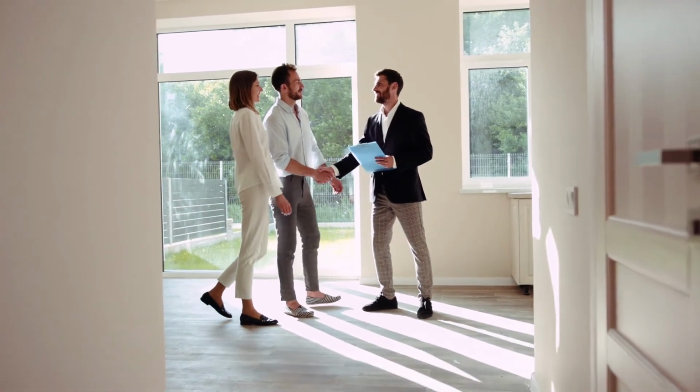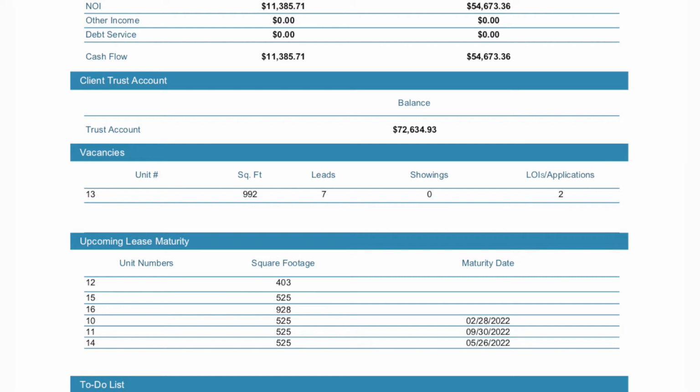Just remember that this particular report was sent to the client within the first few days of April, so the units that you see here were actually vacant for the month of March and were already filled by the time April started.